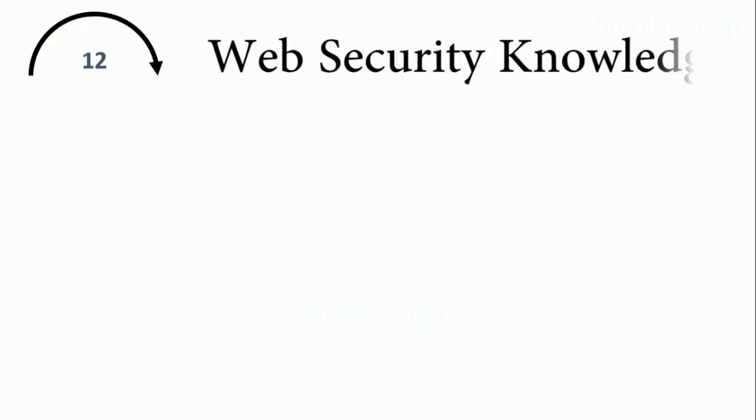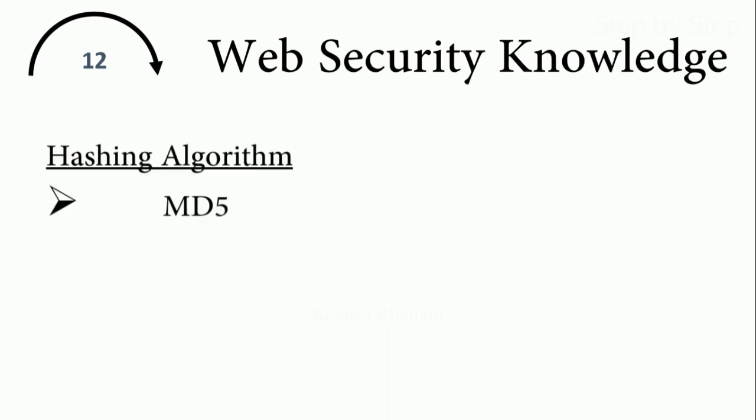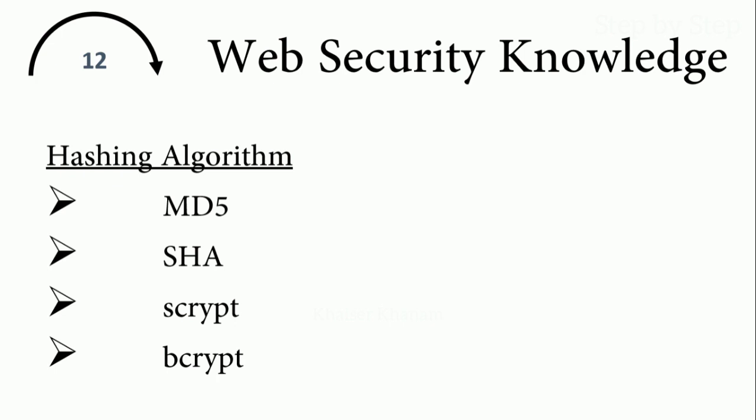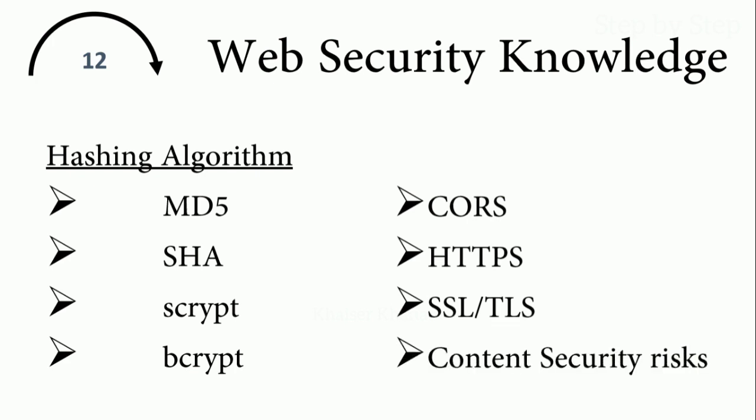Then we have web security knowledge. If you are doing backend programming, as I told you, whatever code we write should not be visible to any user. So you should know how to protect our website and how you can give security to our website. You should have some knowledge, and you should learn some hashing algorithms. We have MD5, SHA algorithms, scrypt, bcrypt, we have CORS, HTTPS, and you should also know about certificates, SSL certificates, and also content security policy.